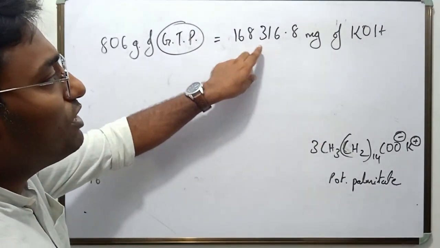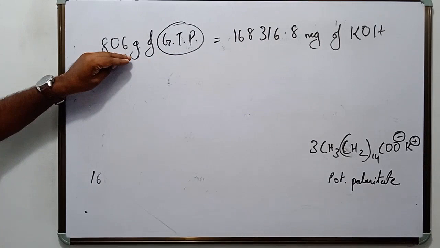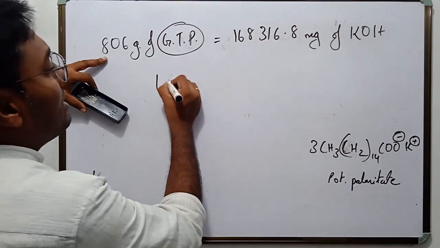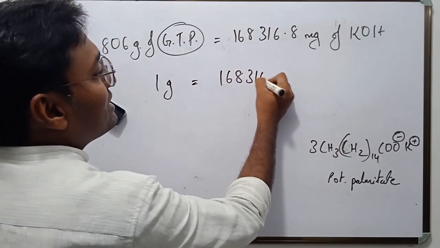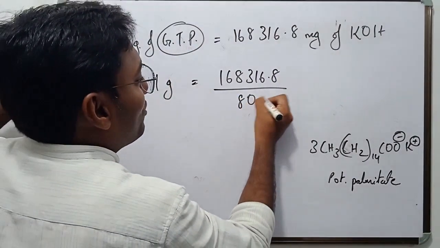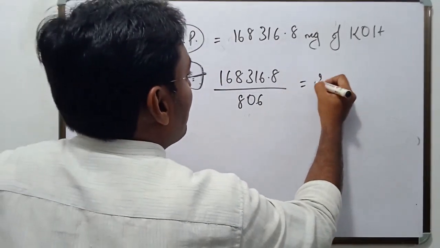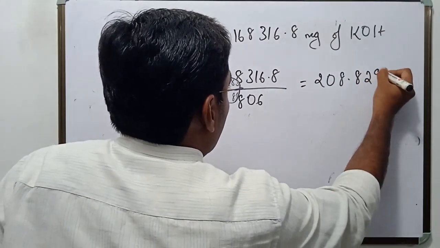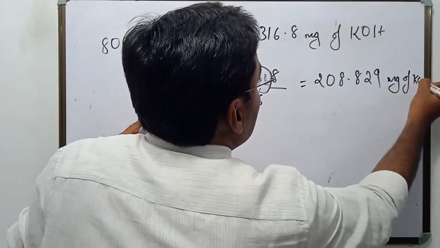How much milligram is required? 168,316.8 milligram of KOH is required to saponify 806 gram of glyceryl tripalmitate. So therefore, for 1 gram, how much will be required? For 1 gram, 168,316.8 divided by the molecular weight of that oil, which is 806. Fine. The answer to this is 208.829 milligram of KOH.